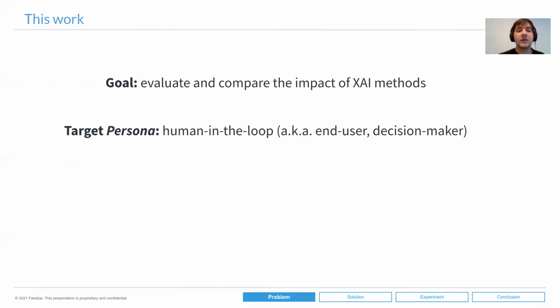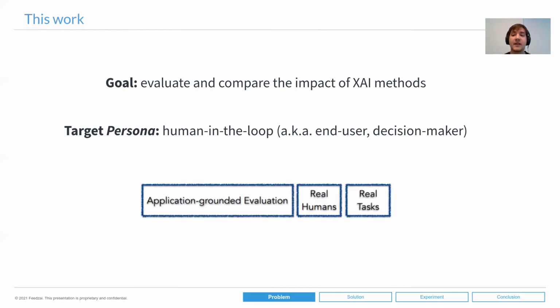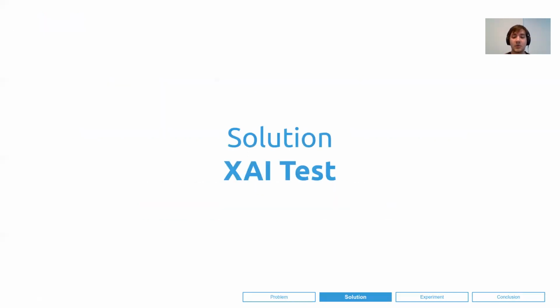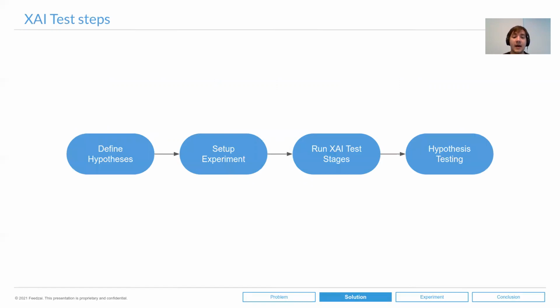So the goal of this work is to evaluate and compare different XAI methods and their impact. And this impact is on a target persona, which is the human in the loop. To do this, we argue that we must do an application-grounded evaluation, which is with real humans and on a real task. So the solution for this problem, we named it XAI Test. And we broke this solution down into 4 different steps.